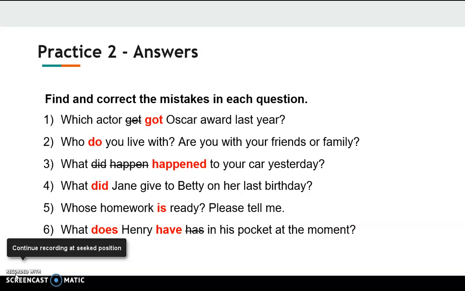Number 6. What does Henry have in his pocket at the moment? This is an object question. Henry is the subject and we are asking for the object. The auxiliary verb has to come before the subject. In this sentence, have is the main verb and it has a possessive meaning. That's why we need does. What does Henry have in his pocket at the moment?